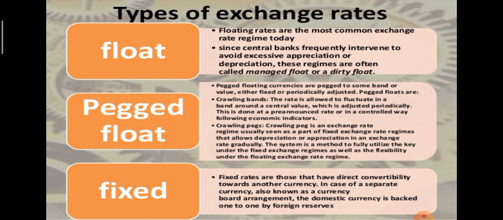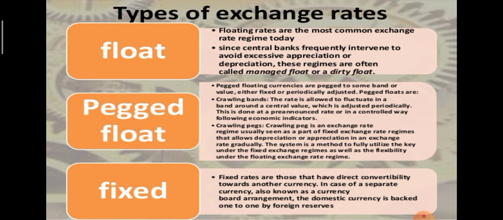Next is the pegged float. Pegged floating currencies are pegged to some band or value, either fixed or periodically adjusted. So there are two pegged floats. These are the crawling bands and the crawling pegs. So as you can see the meaning. So pegged float, in short term, is when a nation sets a desired level and bands around that level for the exchange rate between its currency and another country or region.